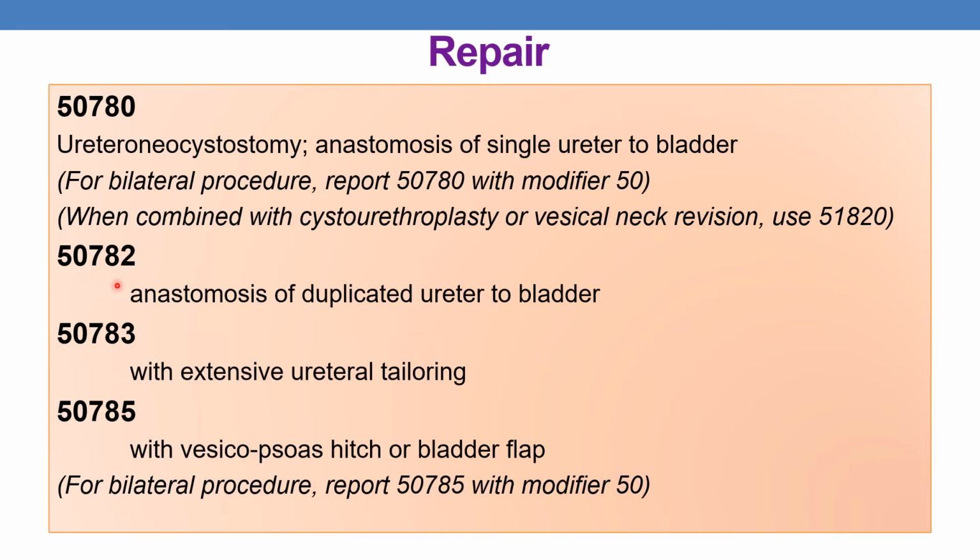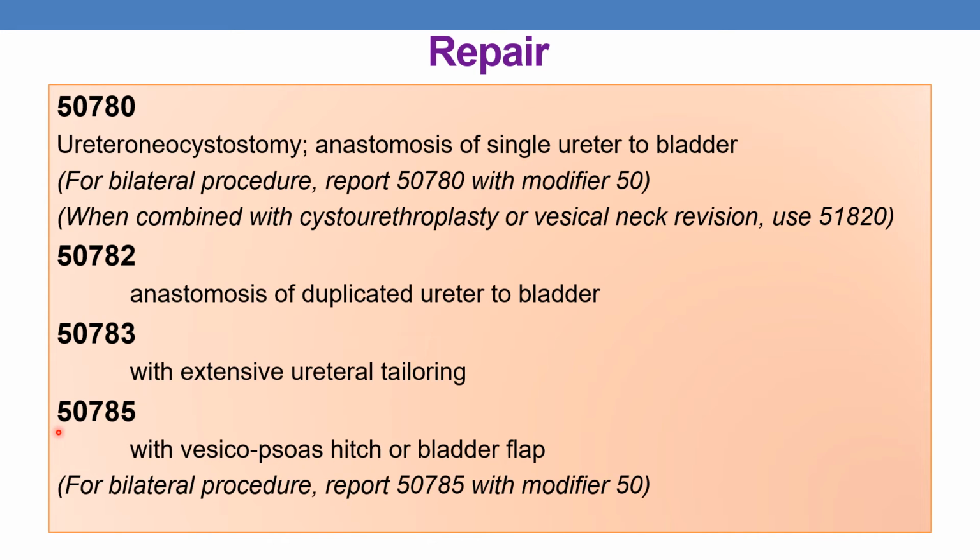The next is 50782. Ureteroneocystostomy, anastomosis of duplicated ureter to bladder. The next is 50783. Ureteroneocystostomy, anastomosis with extensive ureteral tailoring.